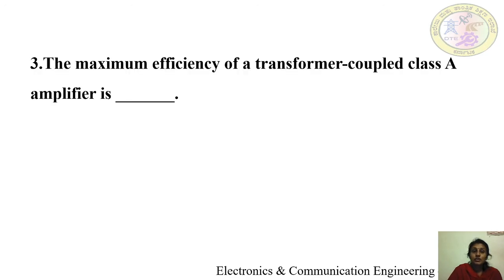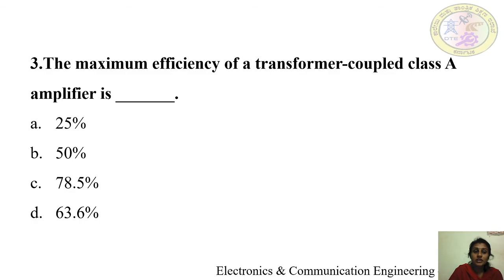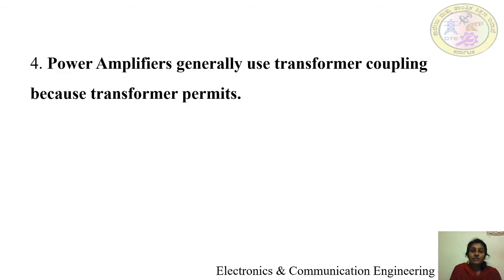Next question. The maximum efficiency of a transformer coupled class A amplifier is what you have derived in the efficiency calculation. So maximum efficiency is 50% for the transformer coupled amplifier. Let us see what choices are given here: 25%, 50%, 78.5% and 63.6%. So the answer given here is 50%.